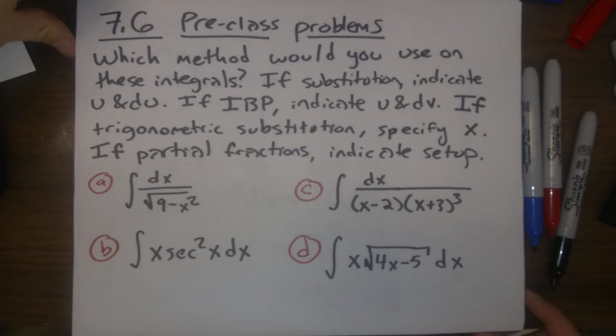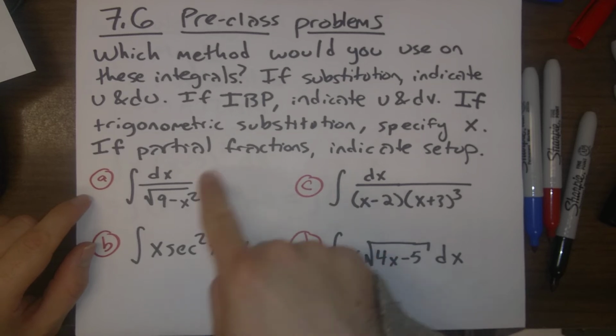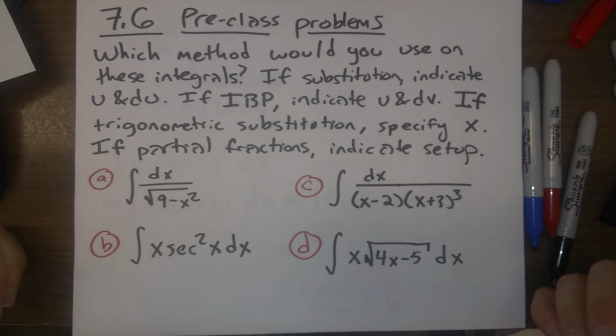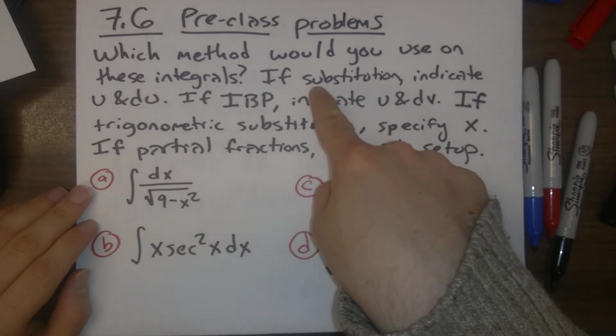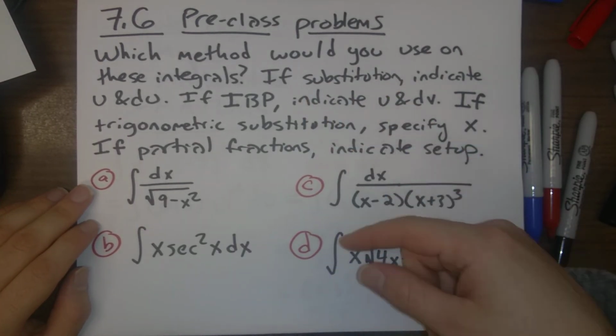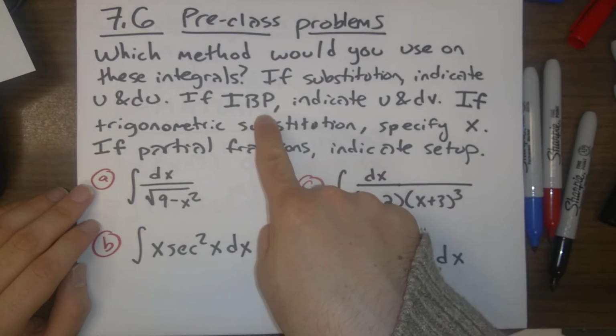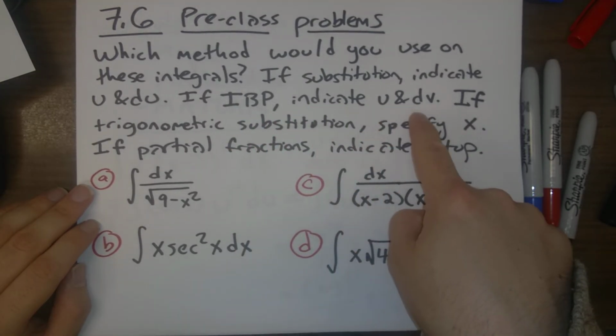So which method would you use on these integrals? So there's 4 integrals here. You don't actually have to evaluate them. It's asking you to tell me which method, substitution or partial fractions or integration by parts, and for each one, tell me what's going on. So if you say you're going to do substitution, tell me this is what u is and this is what du is. If you're going to use integration by parts, tell me what u is, tell me what dv is.